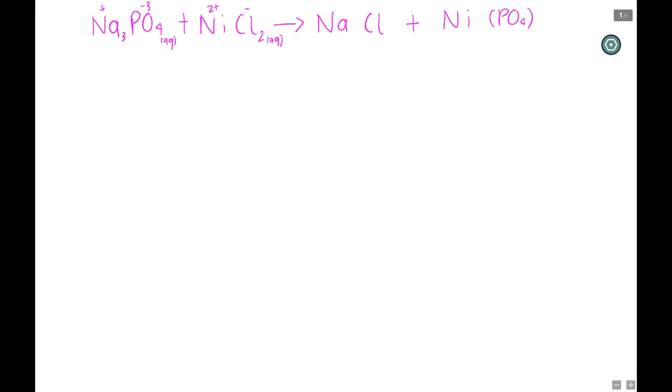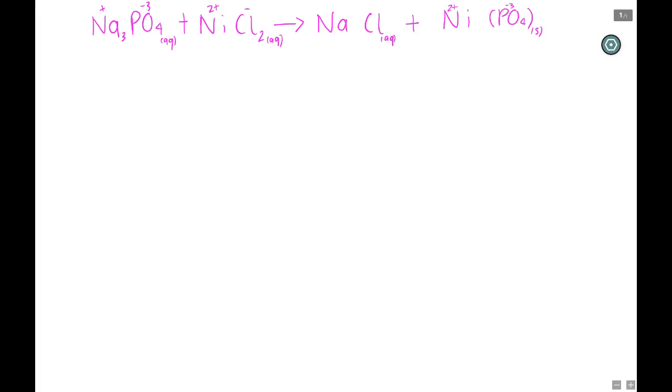We've got sodium chloride over here, which is going to be soluble in water, which means that this will be part of our aqueous solution, and this is going to be our solid precipitant. Now we do need to balance these to make sure that the compounds are correctly balanced. Now nickel has a charge of positive 2, and phosphate has a charge of -3.